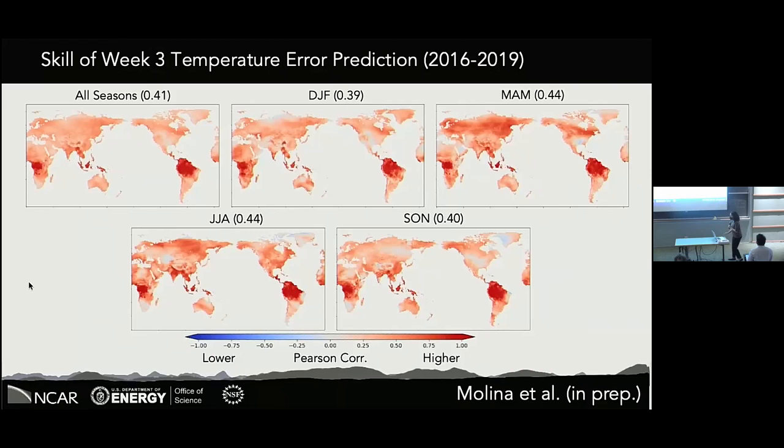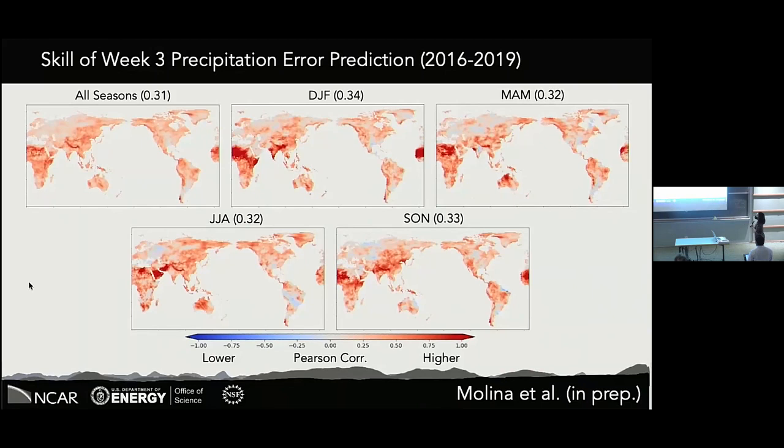So this is what skill looks like for week three precipitation. Again, we're using weeks 1, 2, and 3, so three temporal inputs into this UNET, and this is the skill it ends up with for precipitation. It's not as skillful as temperature, but nonetheless, we still have quite a bit of skill over certain areas.